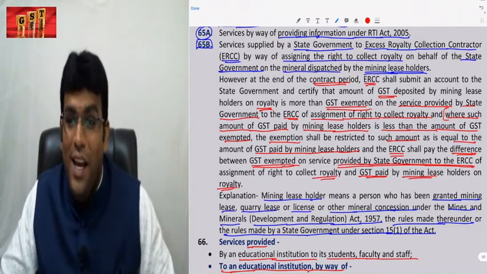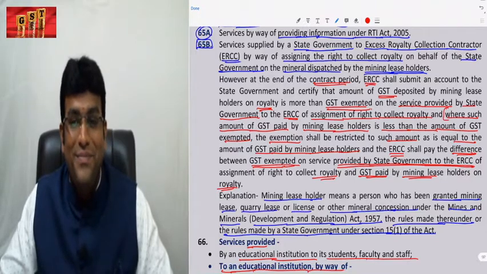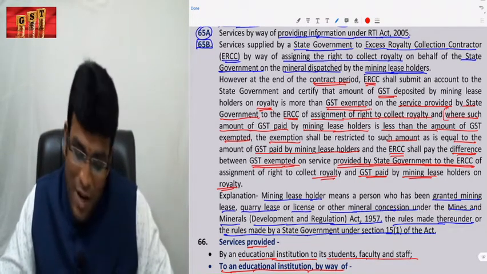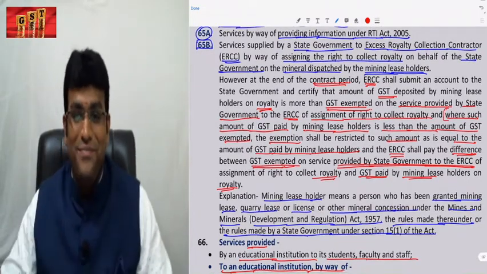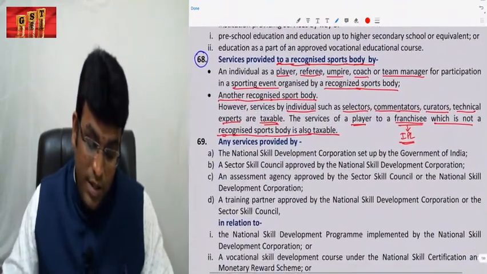So ERCC will be liable to pay what, my dear friends? The difference. Getting clarity, guys? Speak out. Wonderful. That is an interesting point about 65B. 66 already done. 68 is also over.